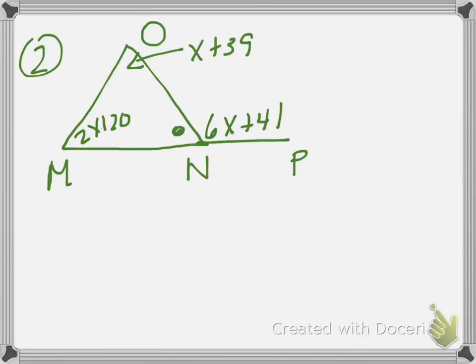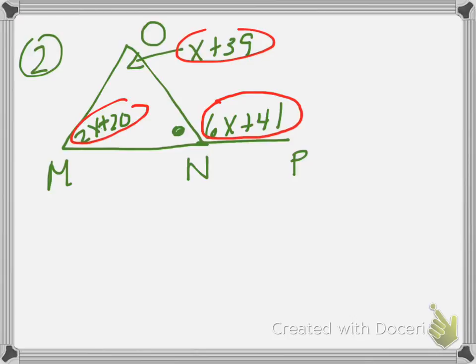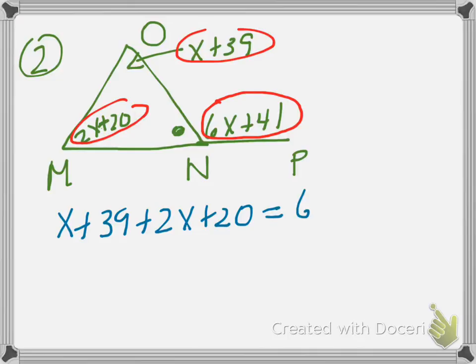So our best bet is to look for x first. Remember, there's a rule that says the exterior angle of the triangle, that's this one, is equal to the sum of the two non-adjacent angles. Let me just fix this up a little bit. This is supposed to be a plus sign here. Okay, so all we have to do is say that x plus 39 plus 2x plus 20, those are the two non-adjacent angles inside, must equal 6x plus 41.